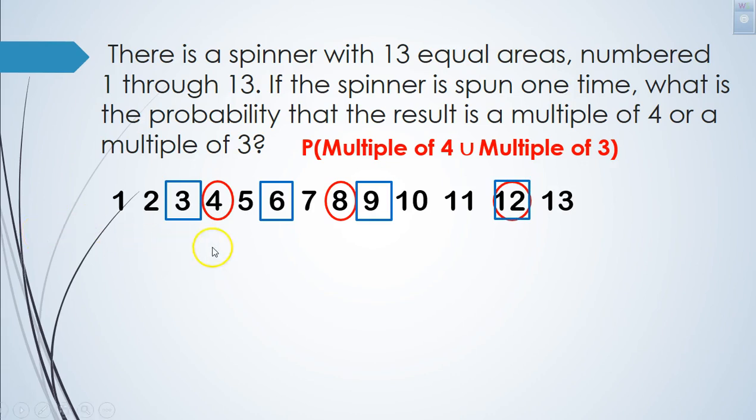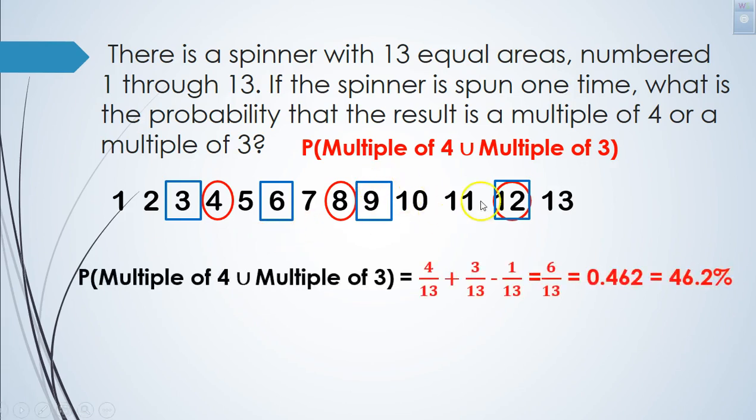Now, how many of them have both the circle and the square? One of them, right? That's the 12 right here. So we're going to do 4 over 13 plus the 3 over 13, and then we're going to subtract the overlap, the one that's both of them. That's going to give me 6 over 13, which is 0.462, which is 46.2%.